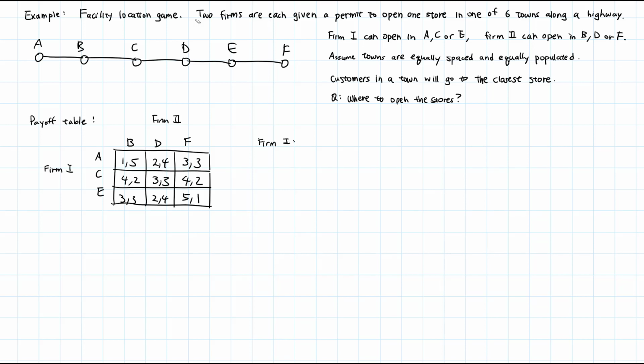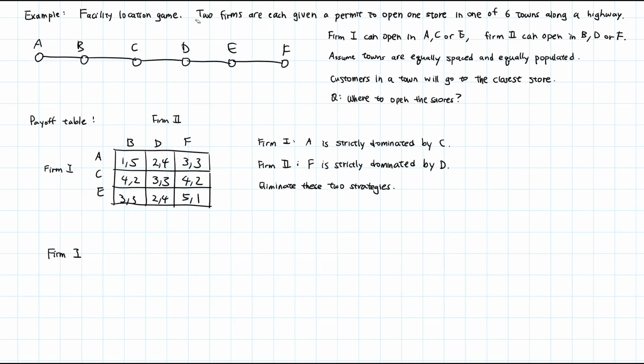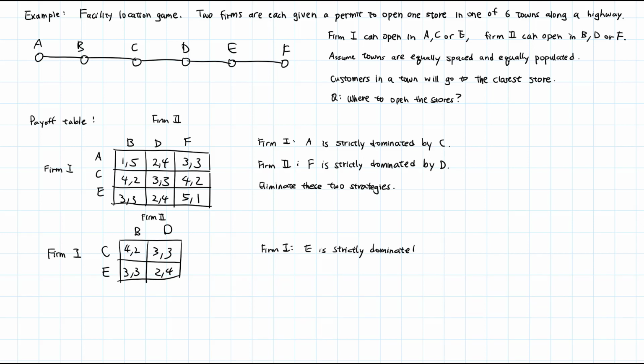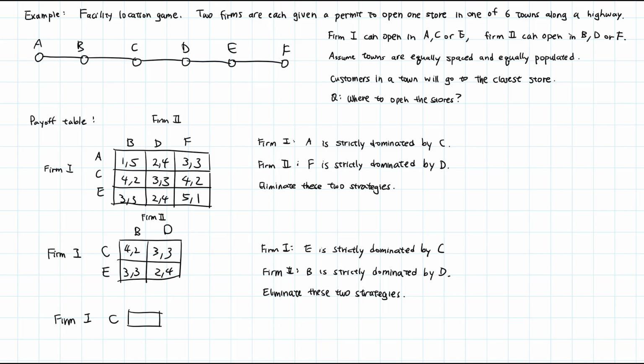Well, for firm 1, A is strictly dominated by C. We can check their payoffs. For firm 2, F is strictly dominated by D. We can now eliminate these 2 strategies to get this smaller game with 2 strategies each. Here, for firm 1, E is strictly dominated by C, and for firm 2, B is strictly dominated by D. We can now eliminate these 2 strategies, and we end up with just one strategy profile, C and D. So we say that C and D is a Nash equilibrium.